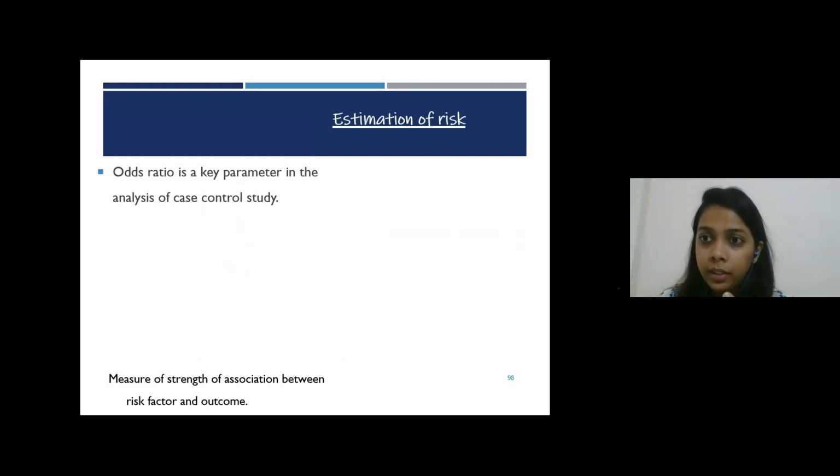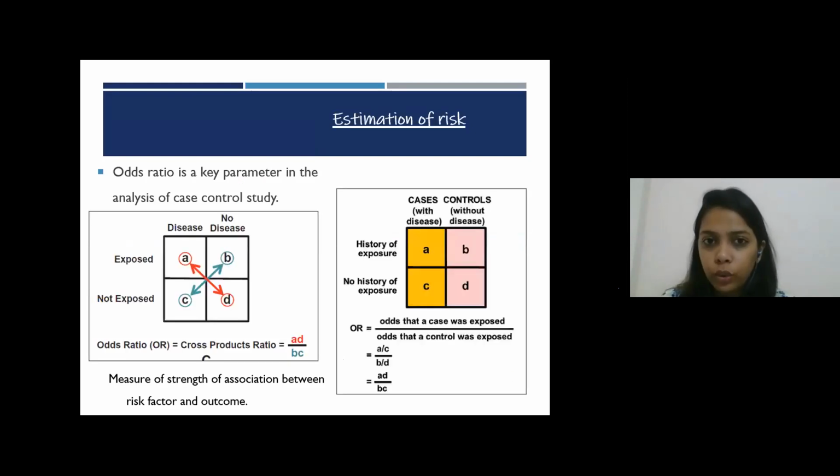Then to estimate the risk of that exposure being associated with the case or the control, you have your odds ratio. It's basically the measure of strength between a risk factor and an outcome. So you put it in a 2x2 table and you get your odds ratio, which is the ratio between the odds that the case was exposed versus the odds that the control was exposed. The odds of the case being exposed is how many of the cases were exposed divided by how many of the cases were not exposed. Similarly, for the control, it's how many of the controls did have the exposure but did not develop the disease, versus how many of the controls did not have any exposure to that particular factor.